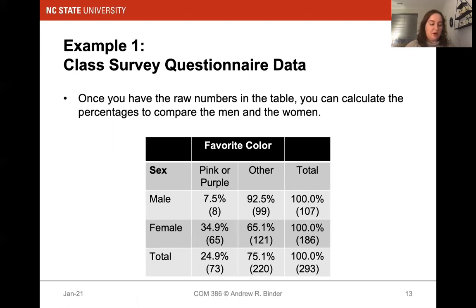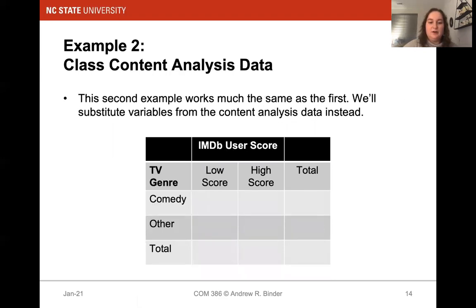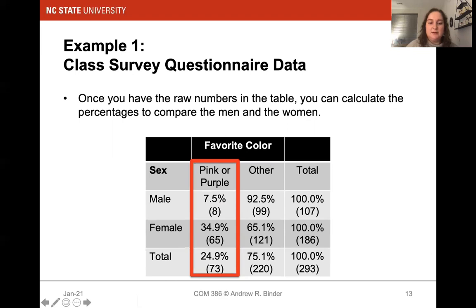So we've got our percentages, we've got our raw numbers. We can see here that about a quarter of our total participants picked pink or purple as their favorite color. And you can see that the remainder, the other 3/4 of the participants, picked other colors as their favorite colors, but strictly picked other since that acts as our other variable.